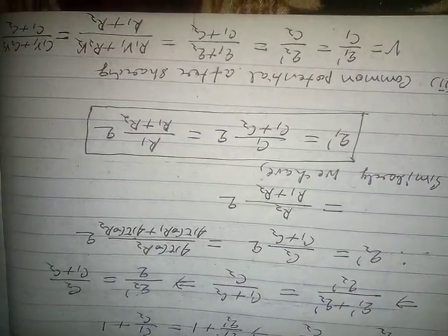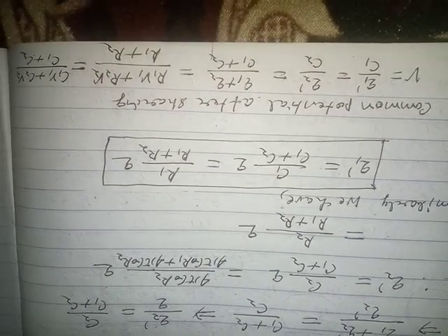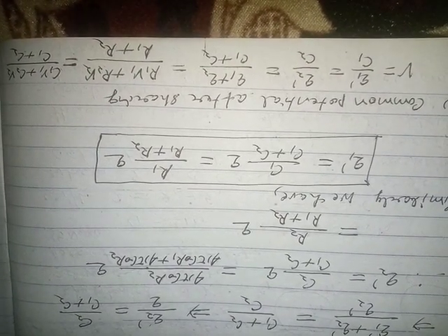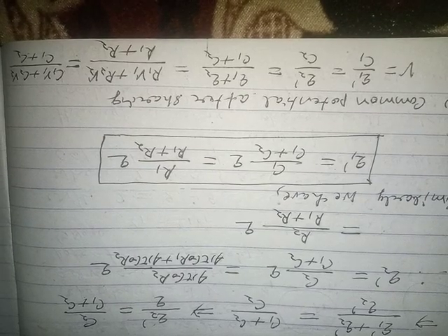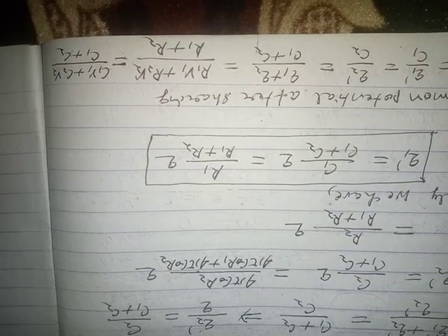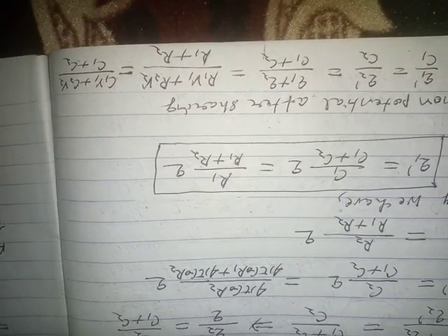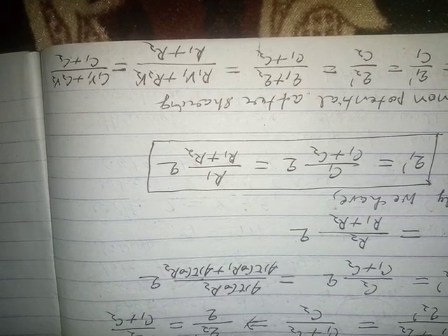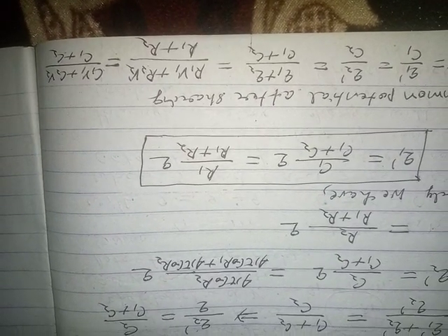Second, common potential after sharing. We have V equals Q1 dash by C1 equals Q2 dash by C2 equals Q1 plus Q2 by C1 plus C2 equals R1 V1 plus R2 V2 by R1 plus R2 equals C1 V1 plus C2 V2 by C1 plus C2.